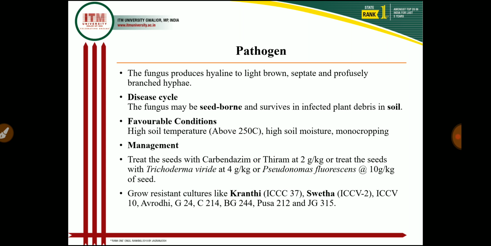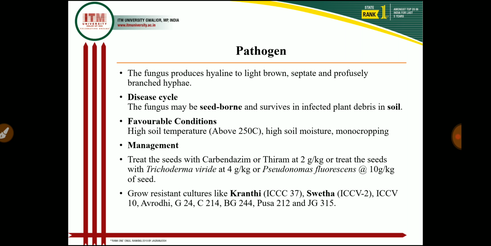Then in pathogen characteristics, the fungus Fusarium has hyaline to light brown, septate and profusely branched hyphae, and Fusarium forms microconidia as well as macroconidia. Microconidia are oval to cylindrical, hyaline, single-celled, and normally arise on short conidiophores. Macroconidia, which are borne on branched conidiophores, are thin-walled, 3 to 5 septate, fusoid and pointed at both ends.